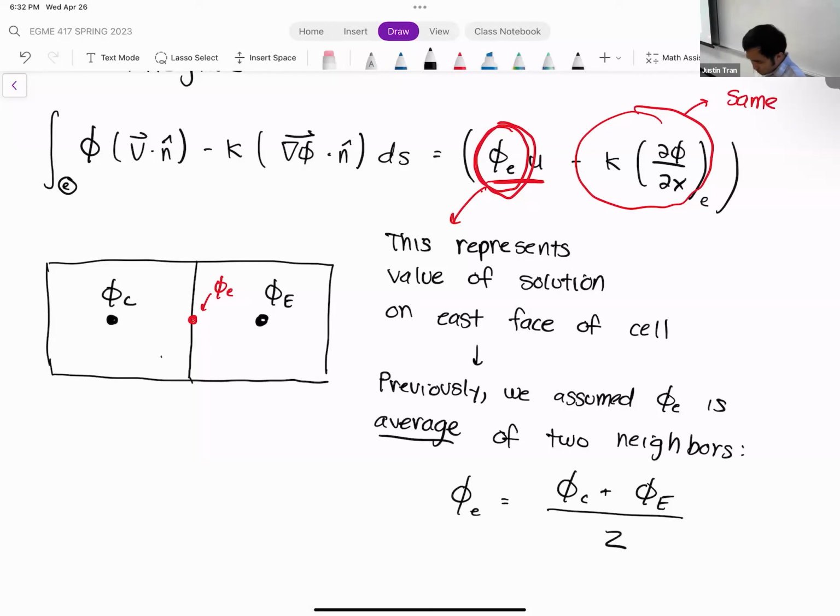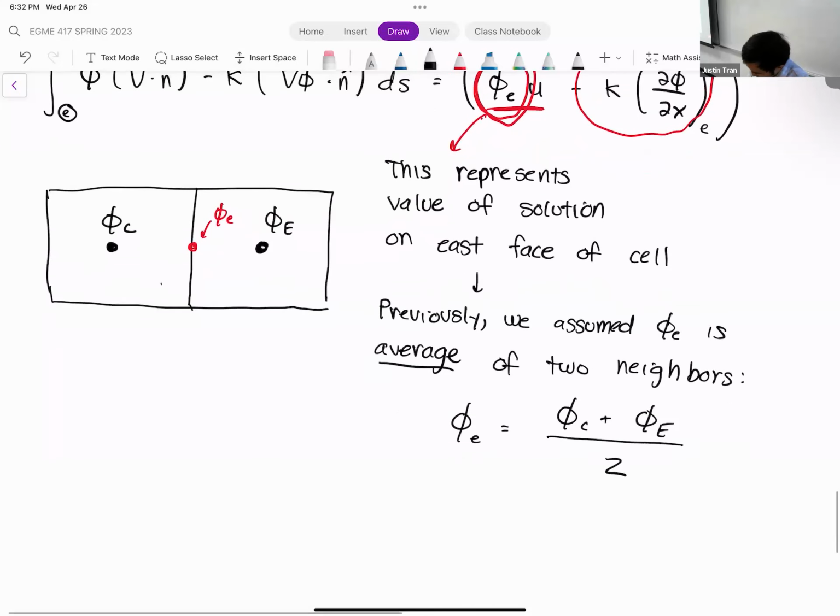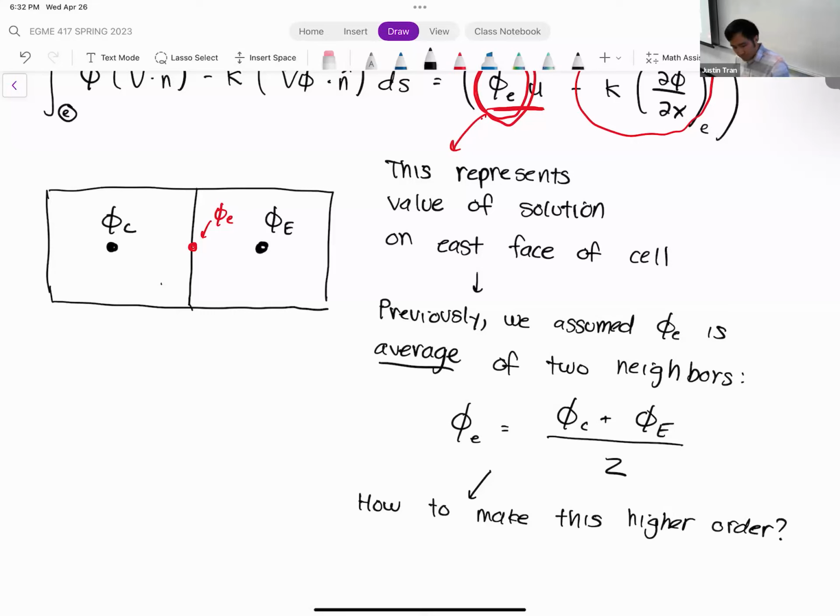All right, but of course, this lecture is about the higher order schemes, and so the question is, how do we make this higher order? Is there a way for us to make this higher order?